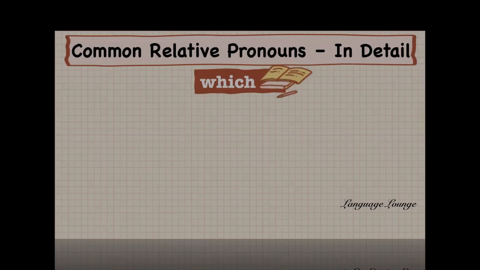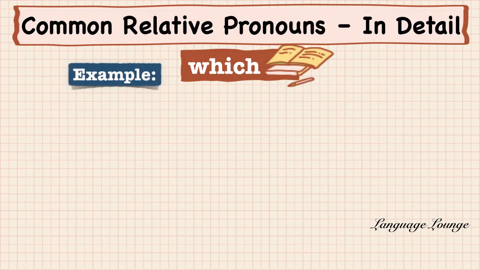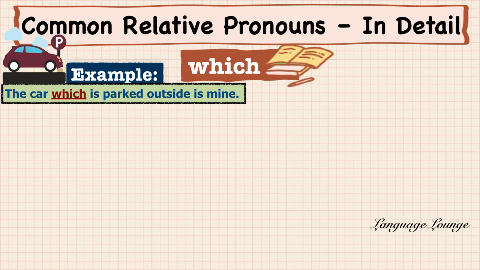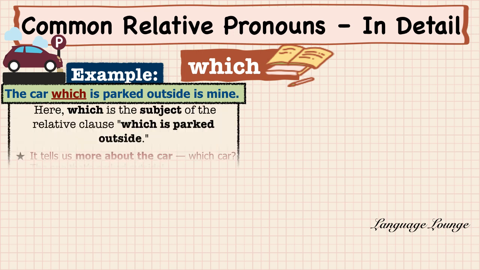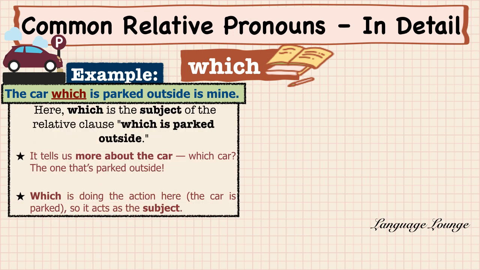Now, let's break these down together. First example, the car which is parked outside is mine. Here, which is the subject of the relative clause, which is parked outside. It gives us extra info about which car, the one parked outside. And notice the car which is doing the action: is parked. So, which acts as the subject.